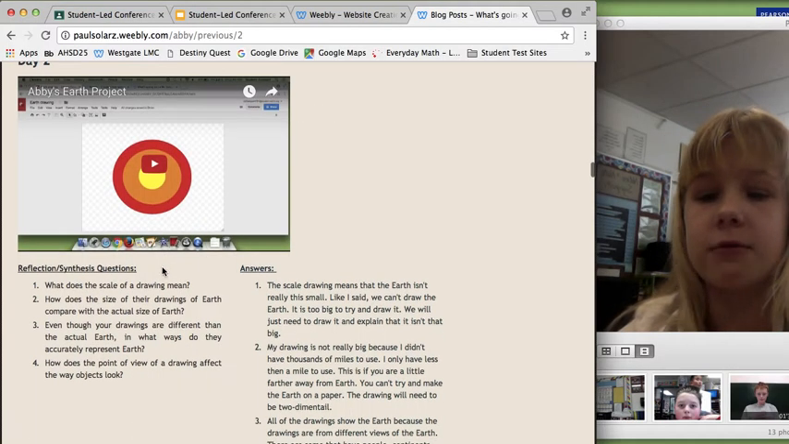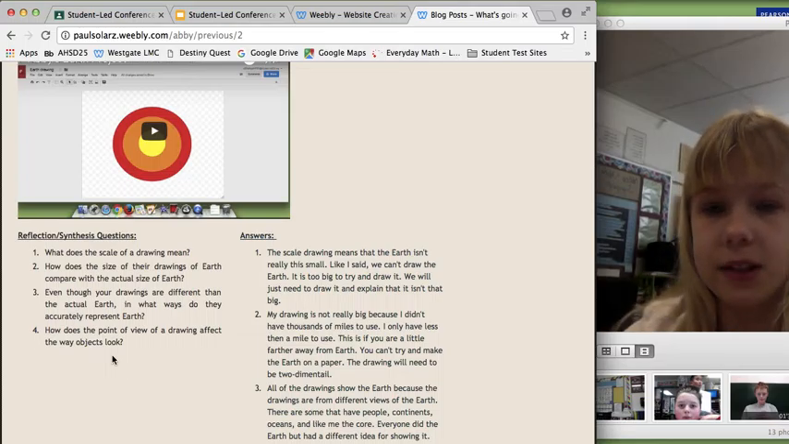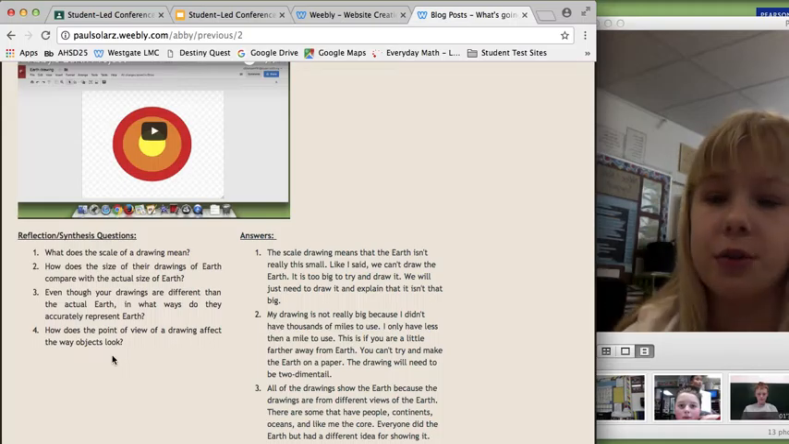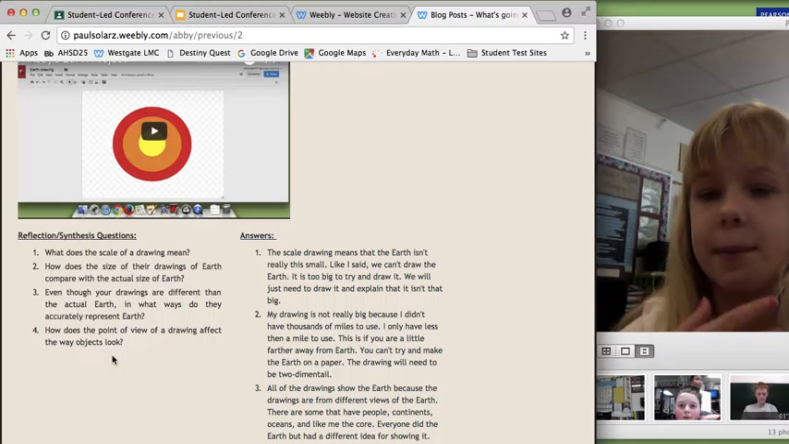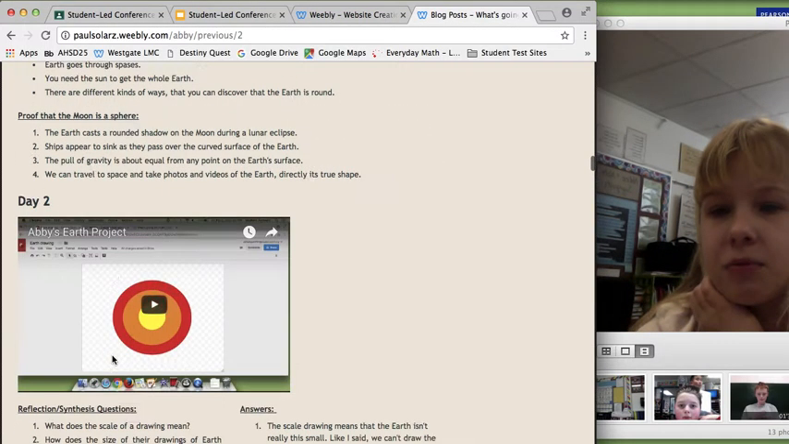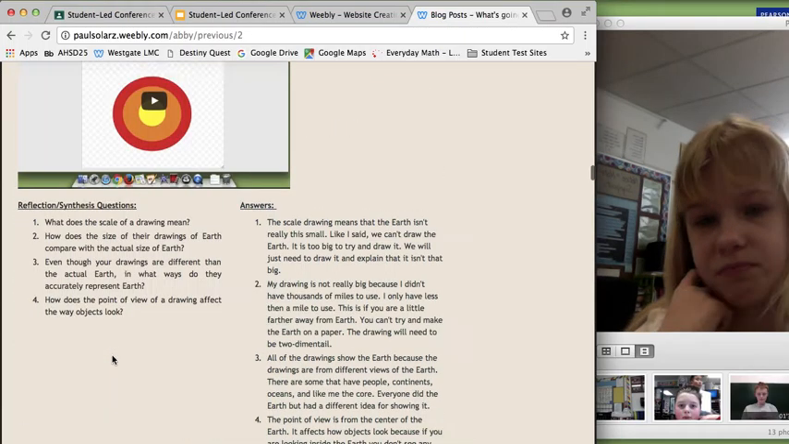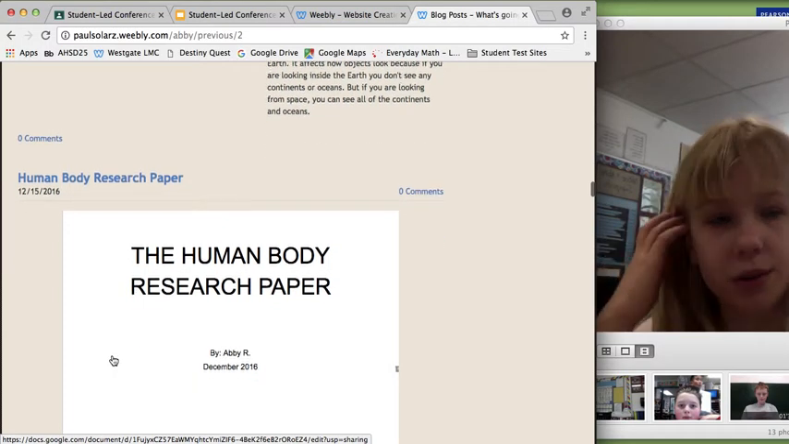So then there were again reflection questions. What does the scale of a drawing mean? How does the size of their drawings of Earth compare with the actual size of Earth? Number 3. Even though your drawings are different than the actual Earth, in what ways do those actually represent Earth? Number 4. How does the point of view of a drawing affect the ways objects look? So, I wasn't really prepared for this video. I don't really think it was my best video.